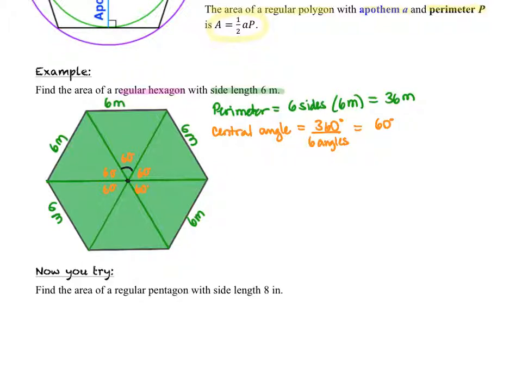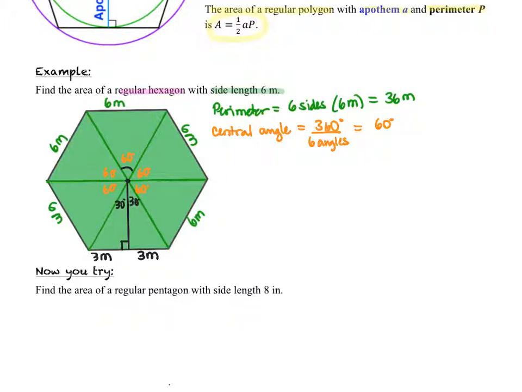Now remember, the apothem is the segment drawn from the center of the polygon, and is the perpendicular distance to the midpoint of one of the sides. So if the sides measure 6 meters and we split that in half by drawing the apothem, we basically have two triangles that have one side length of 3 meters and have a 30-degree central angle.